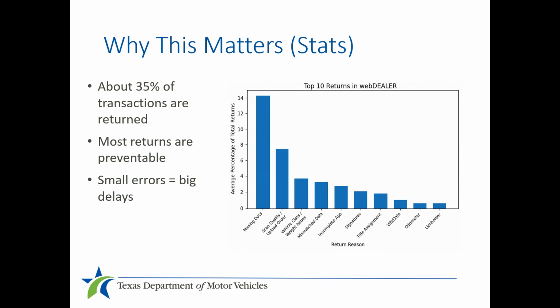Before we get into the specific return reasons, let us look at the bigger picture. After reviewing more than 500,000 transactions, we found that about 1 out of every 3 transactions were returned by the county during the webDEALER review process. We also found thousands of different return reasons. Those reasons were grouped into categories so we could identify the top 10 most common issues, which are shown here on the graph. The good news is that these types of returns can be prevented. This training was created to help reduce common mistakes and make the submission process smoother for both dealers and the counties reviewing the transactions and documents. Now, let us look at the number 1 return reason.